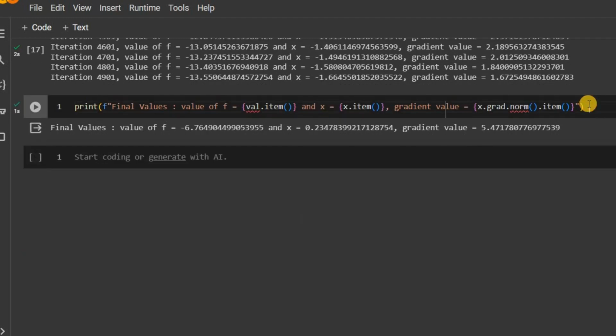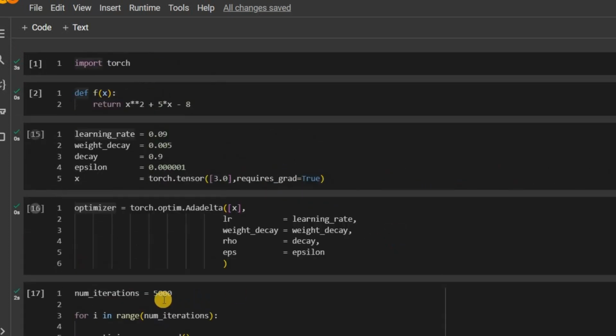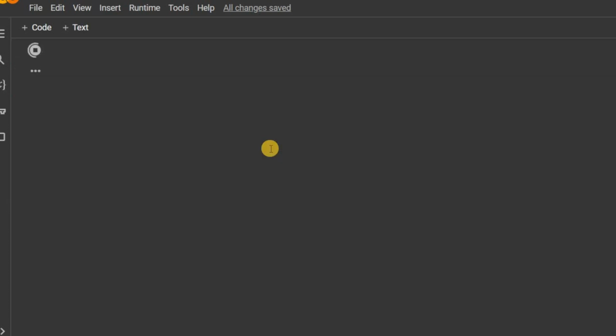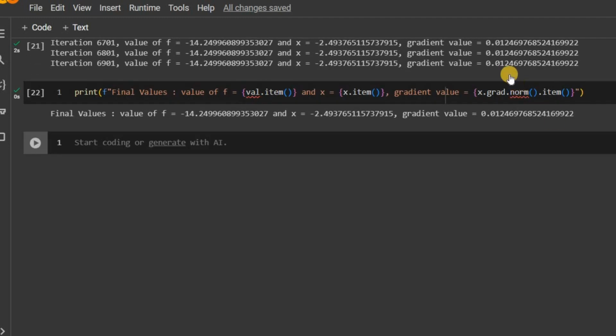Yeah, it's kind of reaching the minima where it should be reaching. So as of now, we were able to get the gradient value as 1.51. The value of x is minus 1.74 and the minimum value is minus 30. Let's take a bit more steps, let's consider 7000 steps, run the algorithm again, and let's see how we are getting the results. Now slowly and gradually you will see that it's tending to 0. Yes, it's tending to 0 with the value of x as minus 2.49.